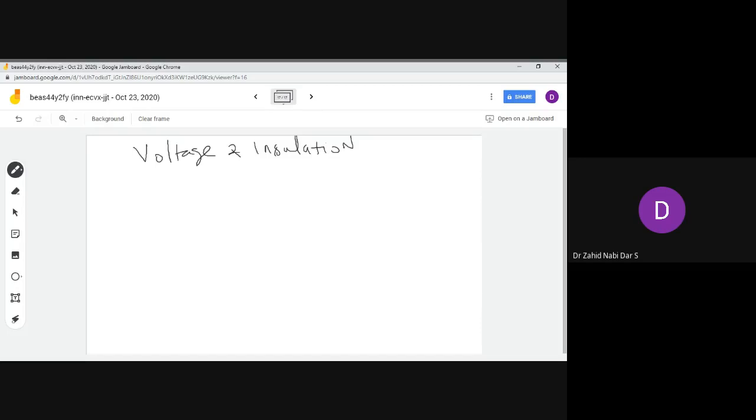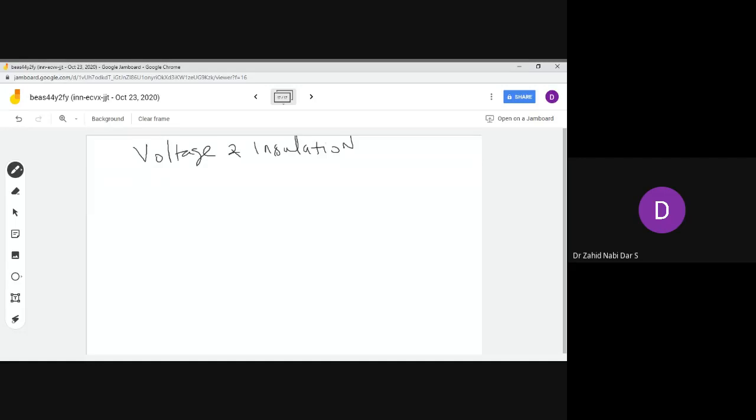So when voltage increases, the amount of insulation required is more. So a more suitable value of AC should be chosen. Basically, if you are increasing the ampere conductors, your amount of insulation will also increase.